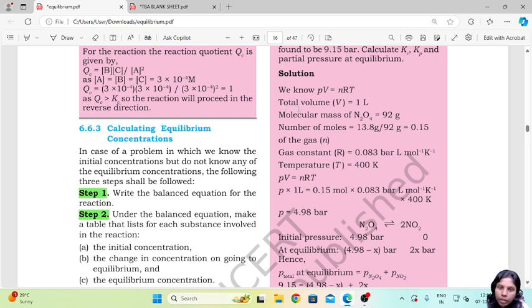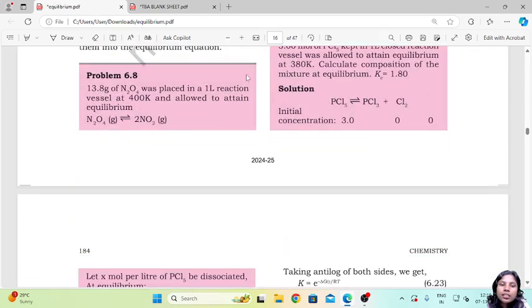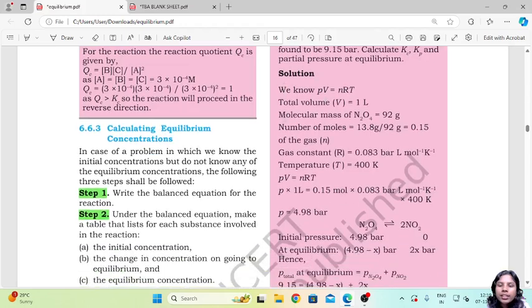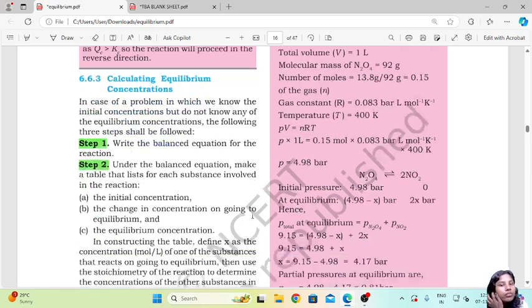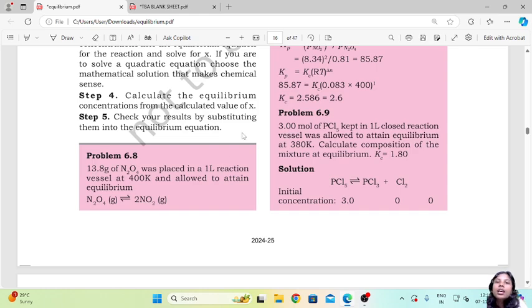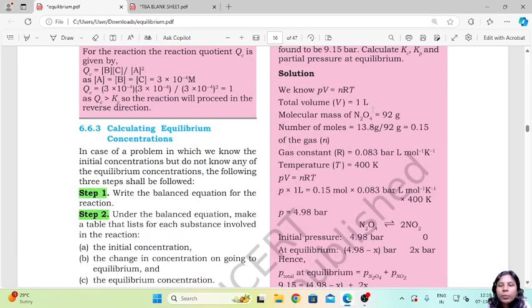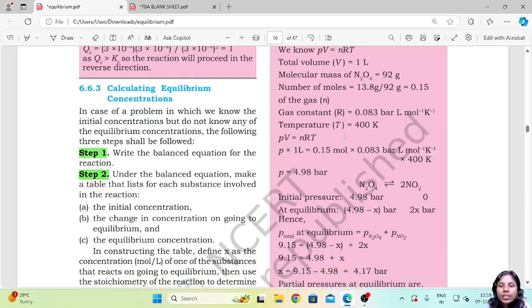First, we can use the ideal gas equation, because we are talking in terms of gases here. So PV will be equal to nRT. Here we know the volume is 1 liter, which is given in the question itself. The molecular mass of N2O4 comes to be 92 grams. From this information we can find the number of moles. The given mass is 13.8 divided by the molecular mass, that is 92. On finding the ratio we get 0.15 as the number of moles present.